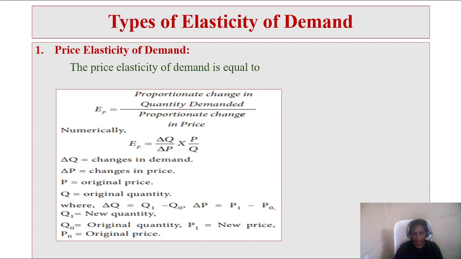The formula is EP is equal to proportionate change in quantity demanded divided by proportionate change in the price level of the commodity. We will see in detail how the price elasticity of demand happens, and the various situations when there is a change in the price level of the commodity, after seeing the other three.